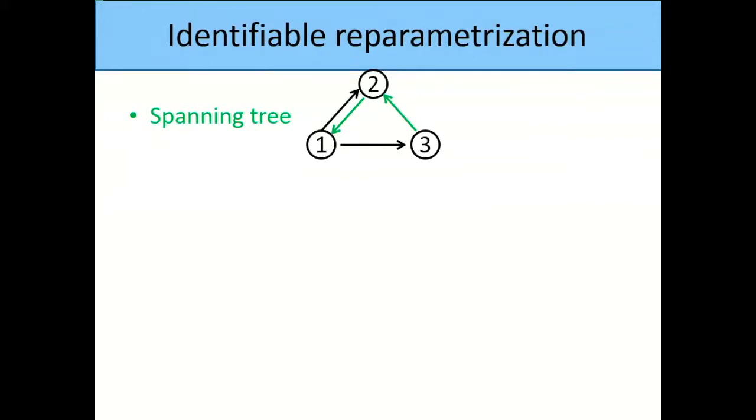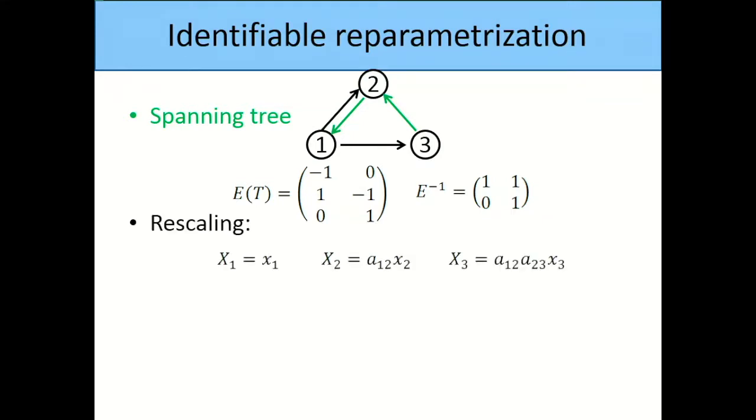Okay, so for this model, we can pick a spanning tree. For example, I pick these 2 edges here, the edges going to 1 from 2 and to 2 from 3. Then I can form the directed incidence matrix. Here, the first column corresponds to the edge going to 1 from 2, and the second column corresponds to the edge going to 2 from 3. So then I want to remove the first row, find the inverse of that matrix, and the columns of this matrix are the exponent vectors of my scaling monomials.